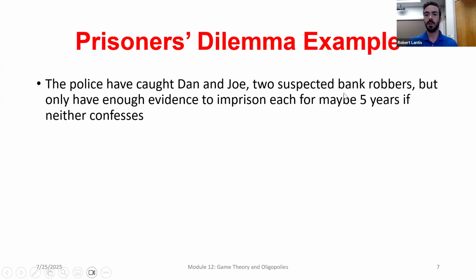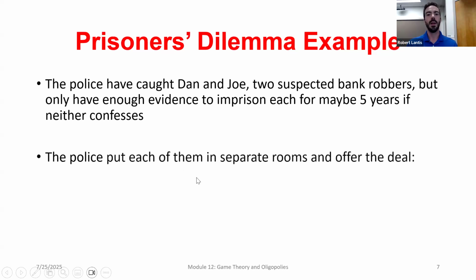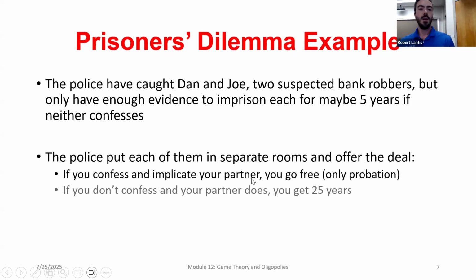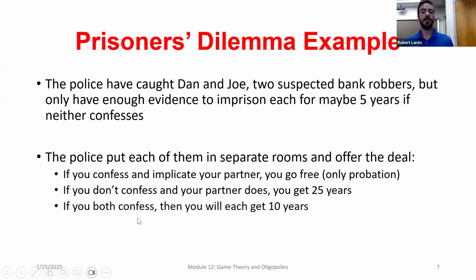So if I have Dan and Joe, two suspected bank robbers, and I don't have enough evidence to put either of them away for the bank robbery, but I've got some evidence I can put them away on lesser charges, maybe give them each 5 years if neither of them confess to this crime. And I put them in separate rooms and offer them the following deal, that if they confess and their partner doesn't, they get to go free. Right? So if you don't confess, but your partner rats you out, right, you're going to get 25 years.